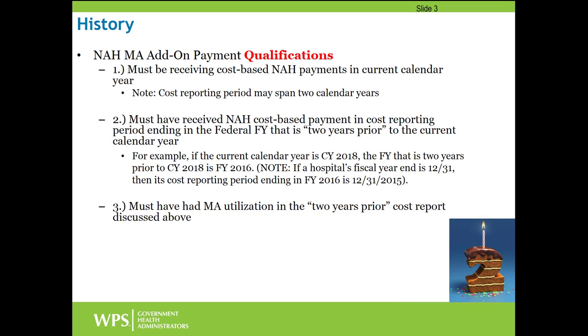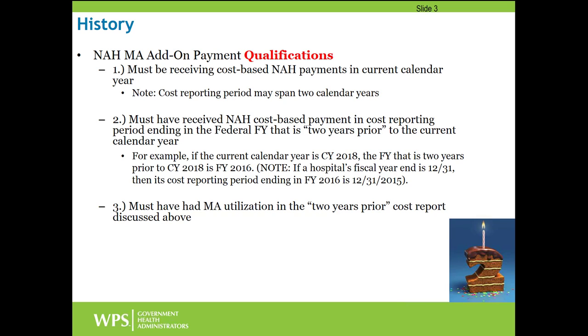So that is the first criteria, that they must have received cost-based nursing and allied health payments. Number two, they must have received nursing and allied health cost-based payments in the cost reporting period ending in the federal fiscal year, in other words 10/1 through 9/30, that is 2 years prior to the current calendar year. By current, we're talking about the current calendar year that we're calculating for. Again, we're going to do it calendar year by calendar year. The current calendar year is just one of those calendar years we're looking at for part of our cost reporting period. So let's go through that again quickly.